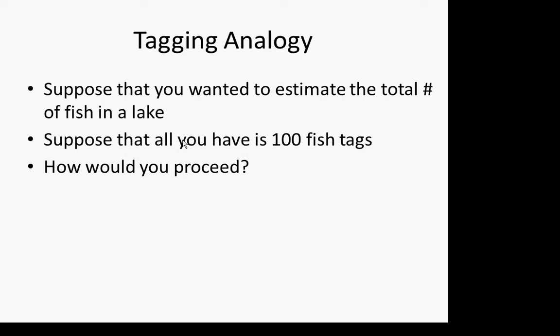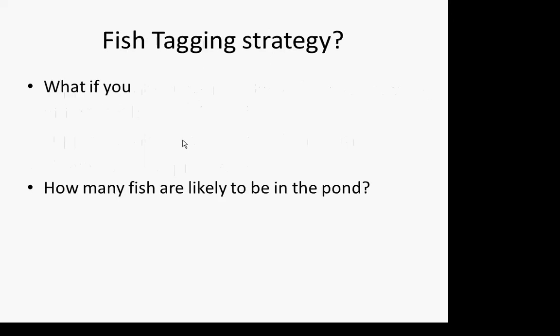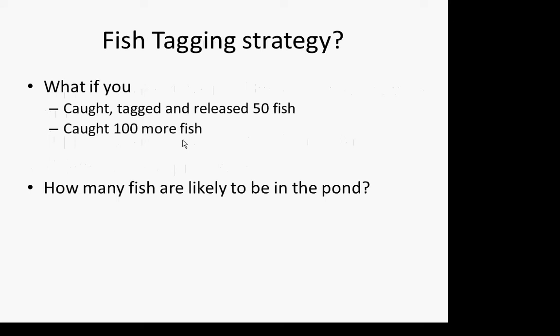You could tag 100 and release them, and then catch more and see what proportion are tagged. That's exactly it. Beautiful. So Matthew got it exactly. So here, suppose you tag and release 50 fish. You drag a net and you take these fish and you tag them, and then you release them. And then you catch 100 more fish, maybe a couple days later, right? You release the fish maybe all throughout the lake, and then a few days later you go through and you trawl and you get 100 more fish.